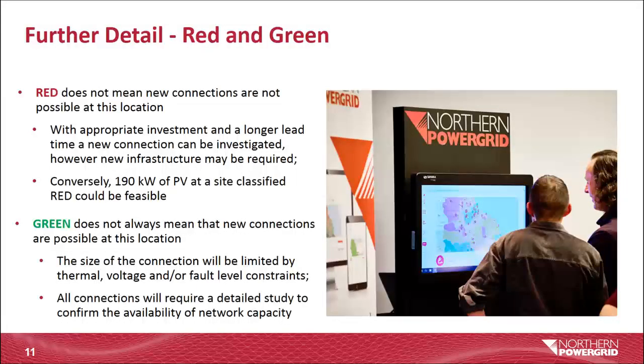So, with appropriate investment and a longer lead time, any new connection can be investigated, and with new infrastructure could be connected. However, there could be significant costs and timescales involved. But at a site which is classified red, 190 kilowatts of PV could be feasible with no real investment required. Conversely, green does not always mean that new connections are possible. For example, connecting 40 megawatts at a primary substation wouldn't be feasible. However, all connections will require a detailed design study to confirm the availability of network capacity.